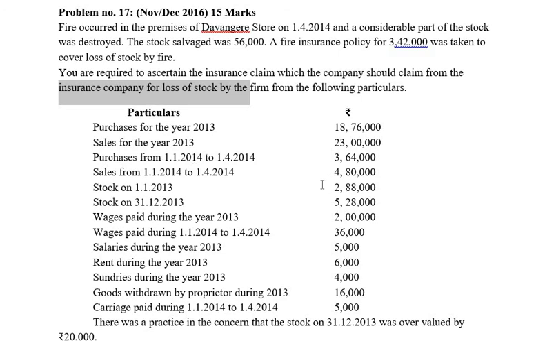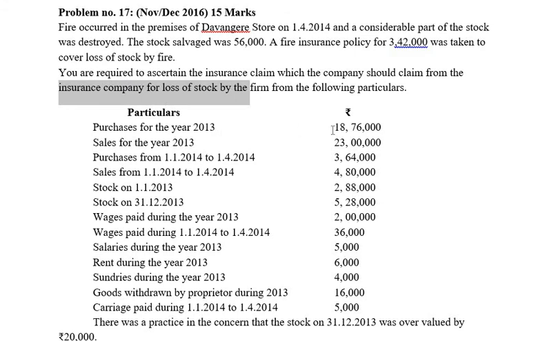So what do we have to do in this problem? We have to calculate the insurance claim amount. So look, I will explain once more. Purchase for the year, they have given 2 years of information. So when they give 2 years of information, we have to prepare both the trading account and the memorandum trading account. So the trading account for the full year, and the memorandum trading account for the particular period of the year in which the fire occurred.